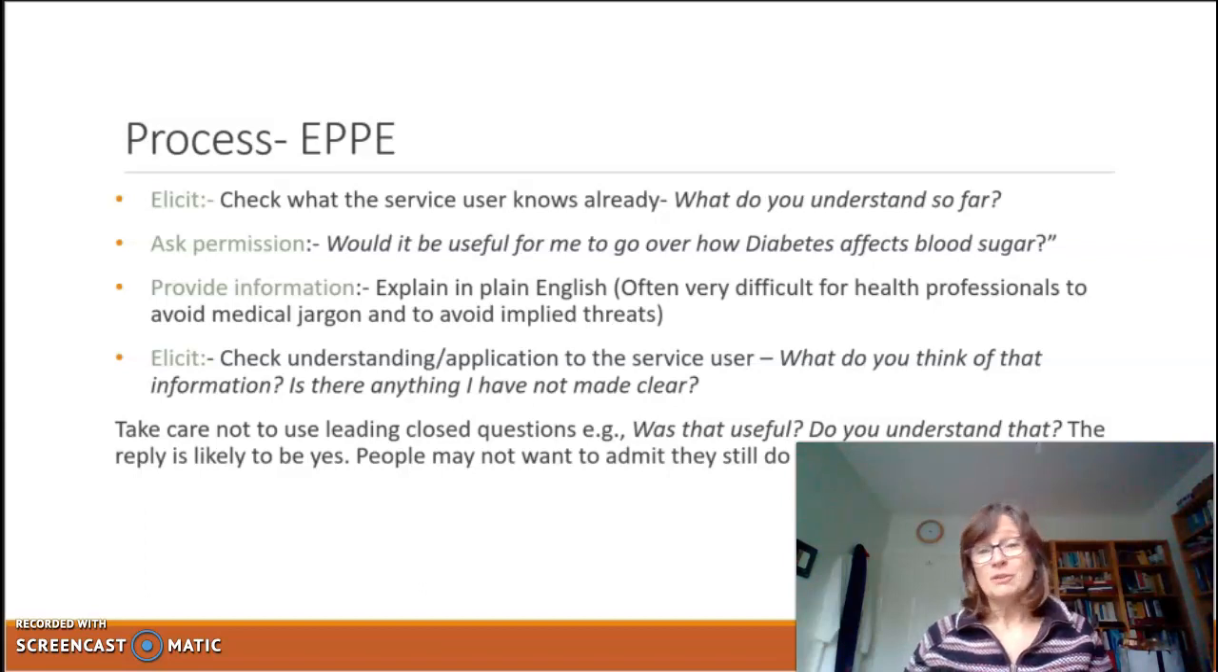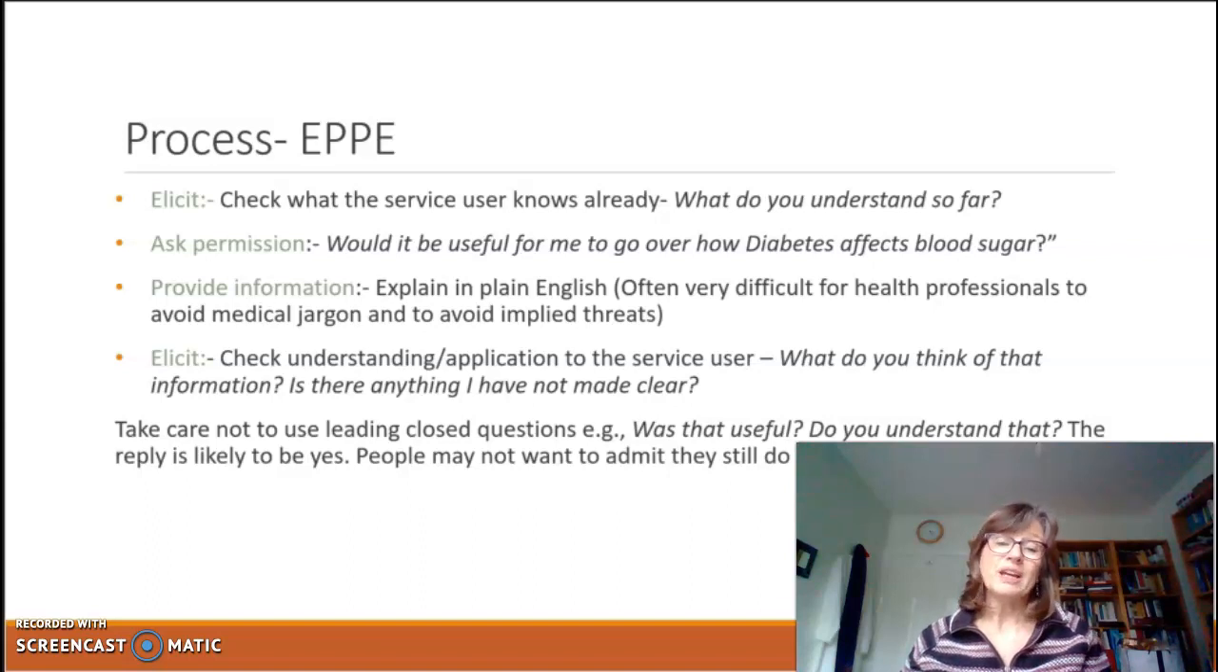And of course, the people you have in front of you are going to be very diverse. Some will require very simple explanations. Some will be able to understand at a greater depth. But the key thing is that you keep it in everyday English and don't make assumptions of what people already know. So we found out what they know. We asked permission to give them information. We then provide the information.